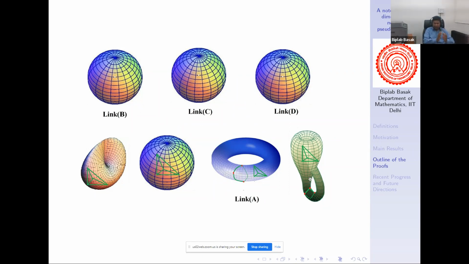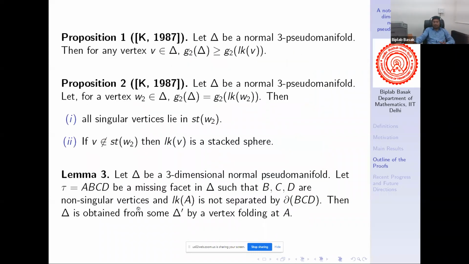And we prove that if this arc is in this form, that means this triangle does not separate the link of A, right? Then delta is obtained from delta 1, delta dash by a vertex folding. So you will see this one.